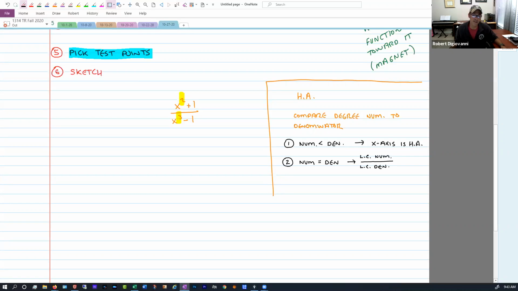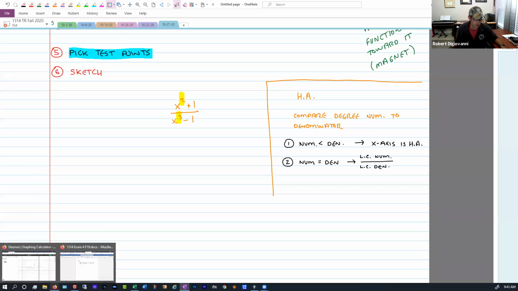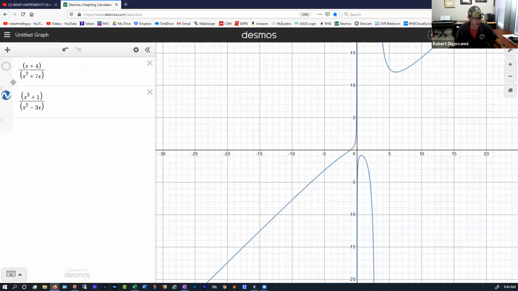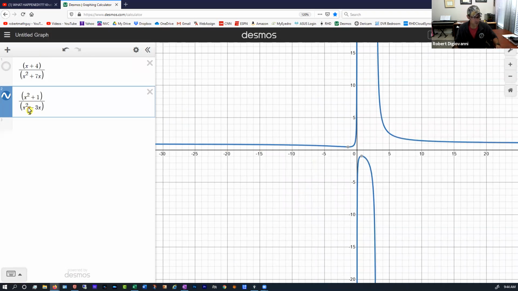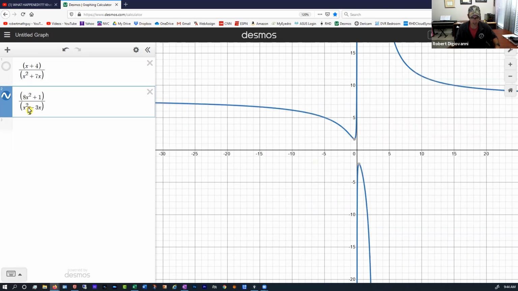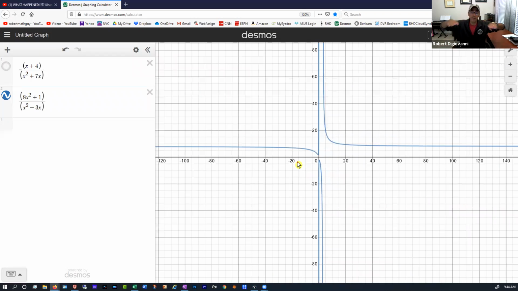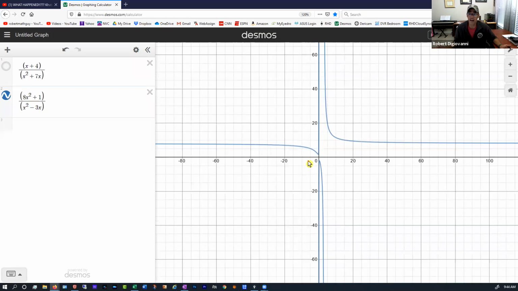So let me explain this by going back to the graph I showed you a minute ago. I'll put that back up so you can write that. And when I first showed you this one, let me change that to an 8. There we go. So this one does have a horizontal asymptote. It is flattening out at the edges, but it's not flattening out to the x-axis. The question is, where is it flattening out, right? Well, according to the note I just gave you, let me write down the function. It's 8x squared plus 1 over x squared minus 3x.